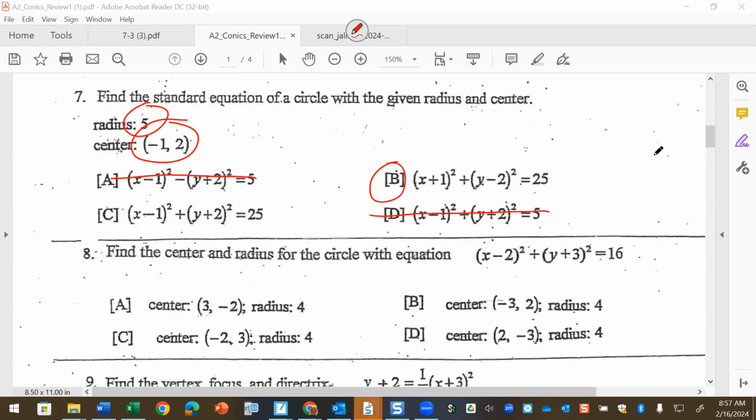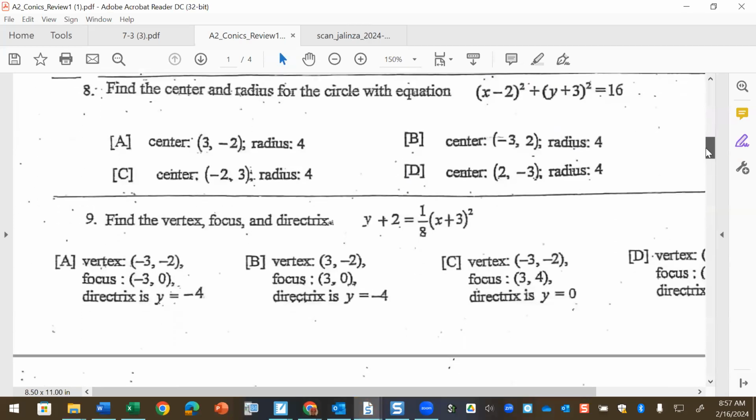B, not A. Okay. So you see -1, you put X plus 1. You see 2, you put Y minus 2. Easy. Okay. Didn't even need to draw a picture there. How about 8? This is working backwards. Don't need a picture here either. All right.